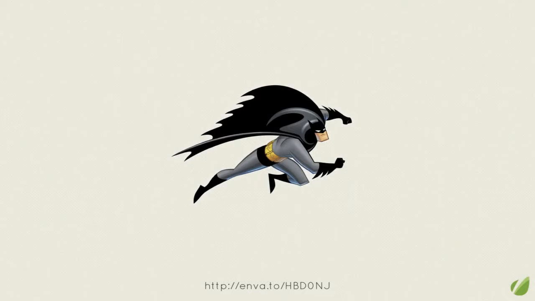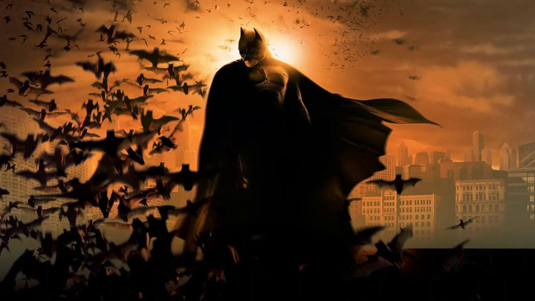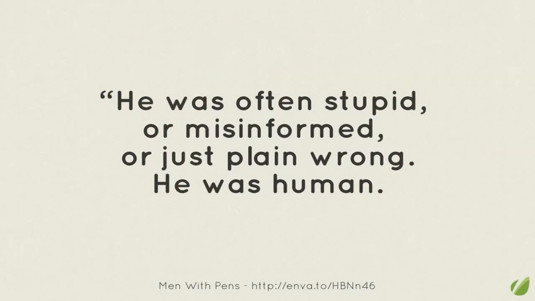Take Batman, for example. Everyone knows Batman. Whether you've read the comics, watched the original TV series, or followed the films and cartoon animations made since, his popularity spans the generations. But what makes him so successful? Well, arguably, it's the fact that we know what he's like. We know his problems. We know his dreams. We know where his drive comes from. He's the classic tragic character, paranoid and obsessed. As stated on Men with Pens, he was often stupid or misinformed or just plain wrong. He was human.